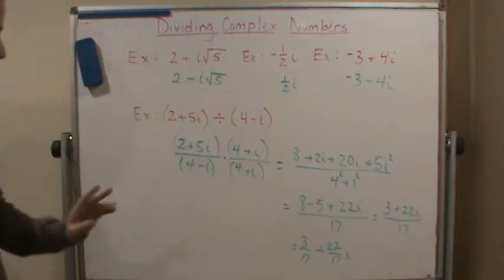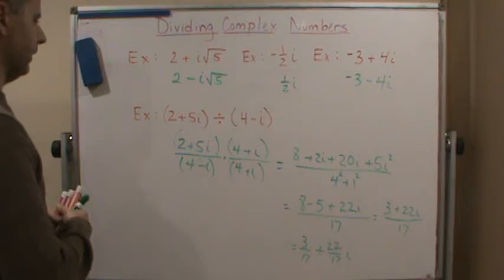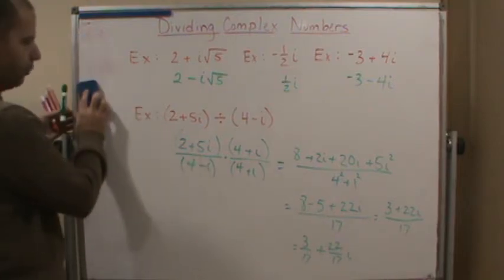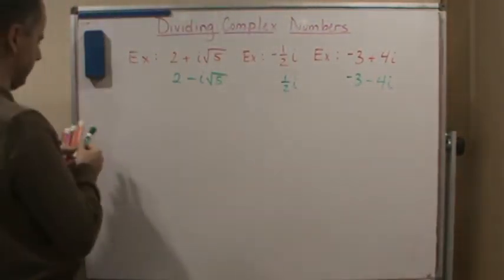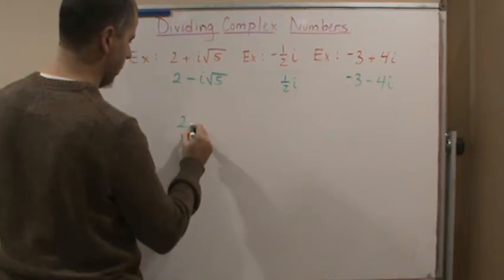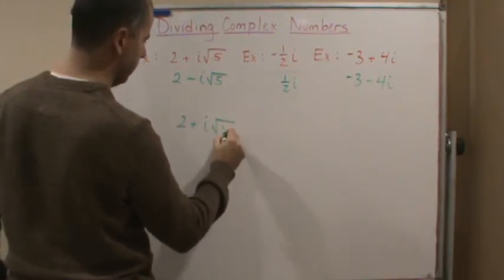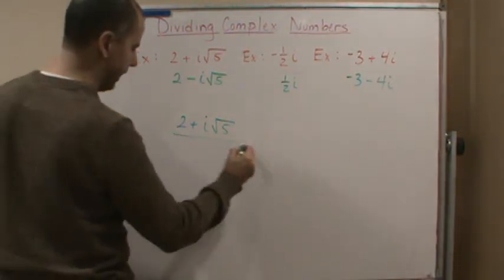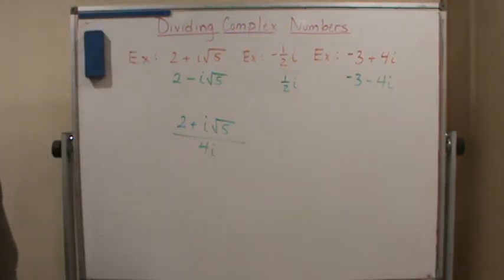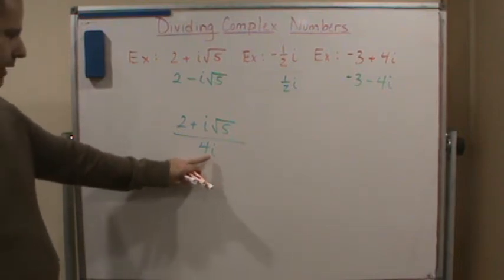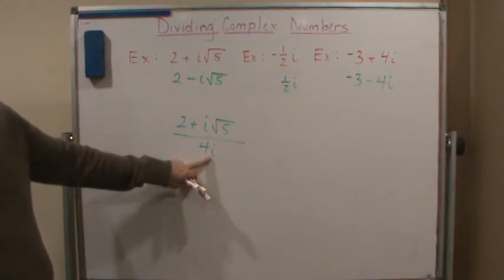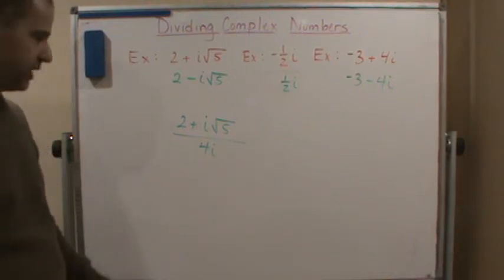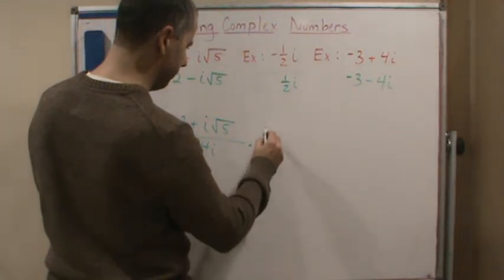And that's it. Oh, I wanted to show you what if you don't have a complex number at the bottom? Well, then it becomes really easy. Let's say we had something like 2 plus i times the square root of 5, divided by 4i. In this case, all we need to do is get rid of the imaginary number on the bottom. The easiest way to do that is just multiply the top and the bottom by i. So you don't have to deal with conjugates at all. Just multiply the top and the bottom by i.